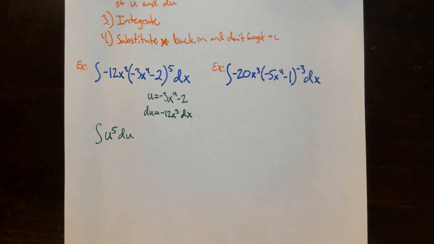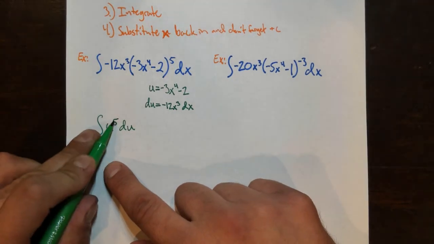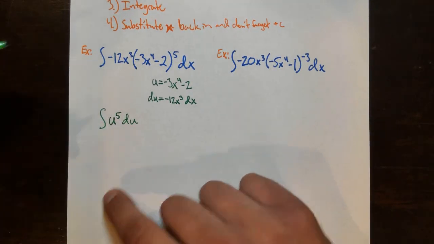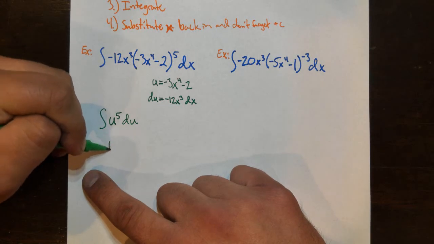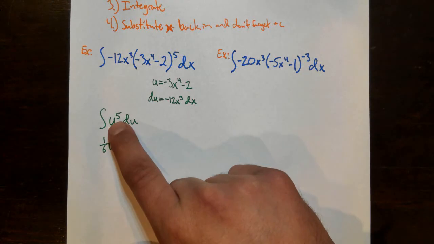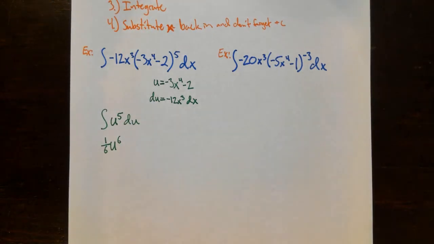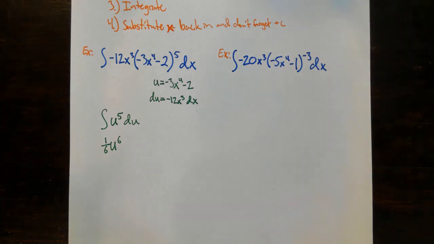Awesome. Now step 3, we want to integrate. So just using the reverse power rule here, raise the power by 1 and divide by that value. So we can say 1/6 u to the 6th is the antiderivative of u to the 5th. And then the du goes away since we took the integral.